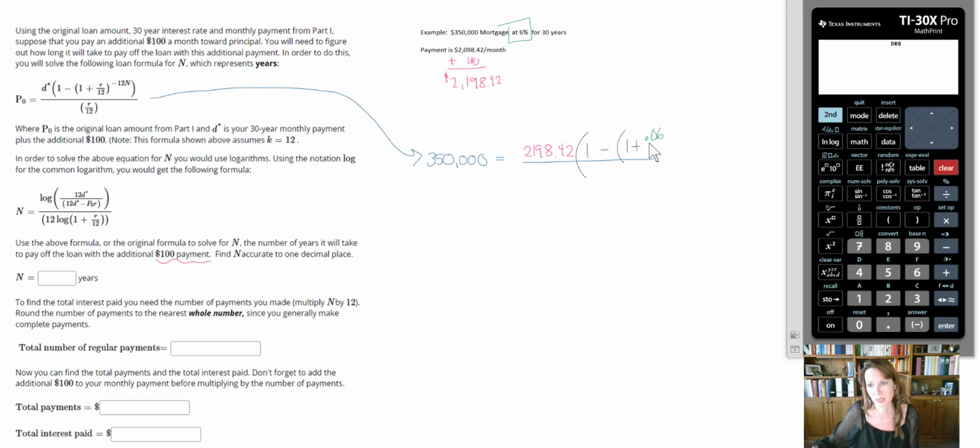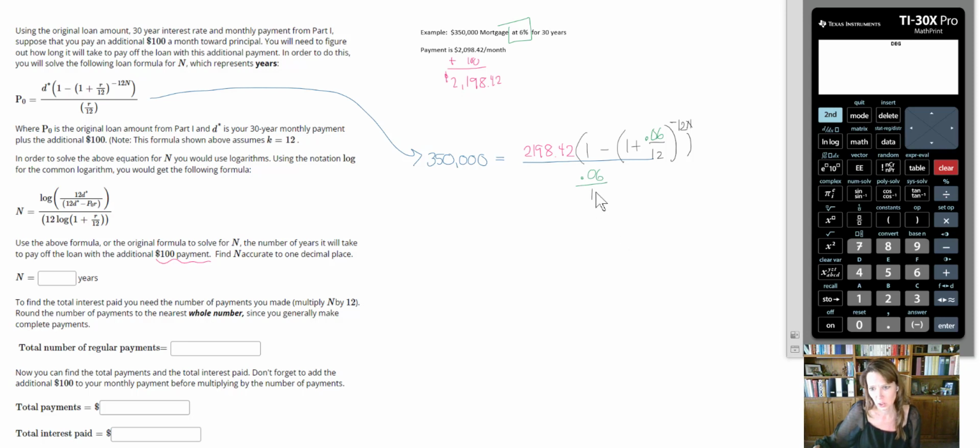Of course, divide that by 12, to the power of negative 12 times n. Now n is what we're trying to calculate, so I need to leave that a variable. And then I'm going to divide this by, I'm going to clean up my parentheses a little bit there. I'm going to divide this by the 0.06 over the 12.